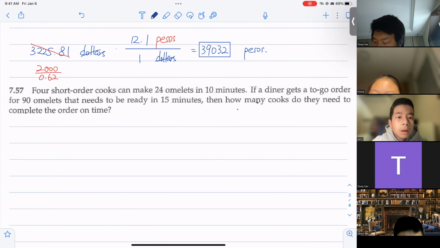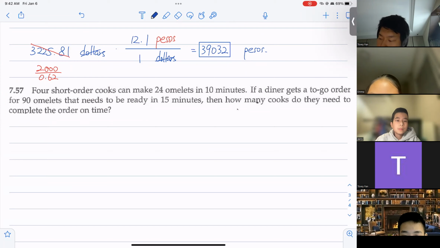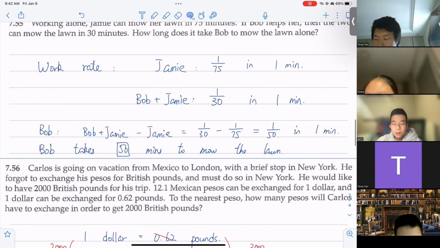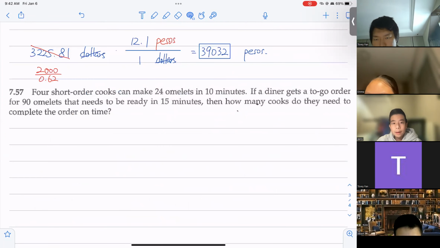Okay, so 4 short order cooks can make 24 omelets in 10 minutes. If a diner gets a to-go order for 90 omelets that needs to be ready in 15 minutes, then how many cooks do they need to complete the order on time? Okay, again, a work rate problem. This kind of work rate problem, just like the previous problem with Jamie and Bob, you have to figure out a work rate for an individual.